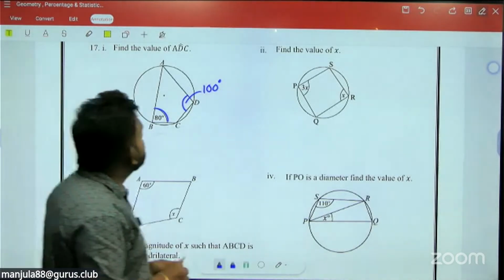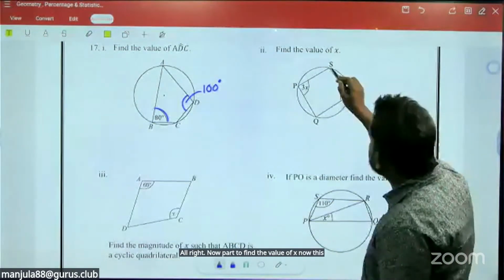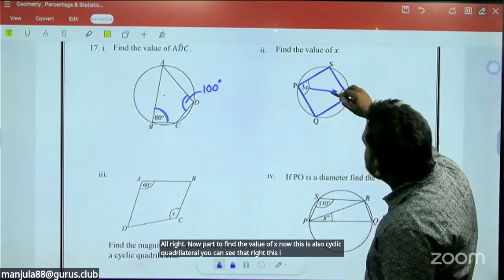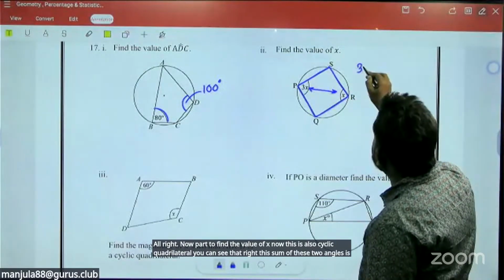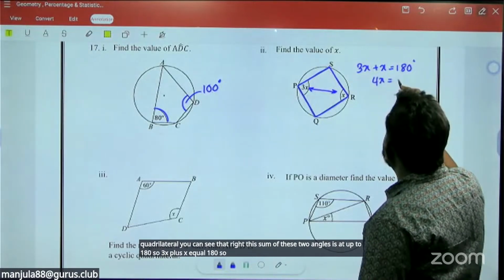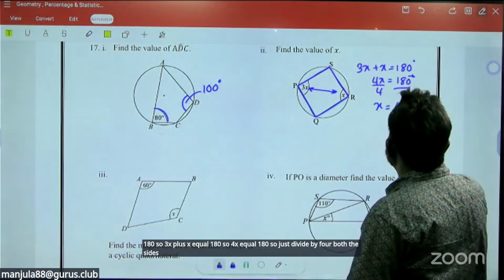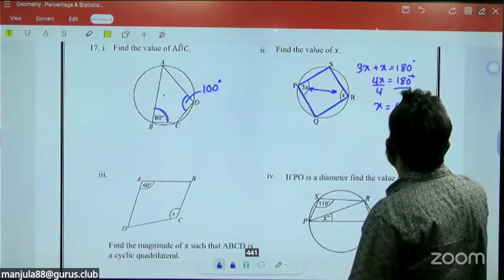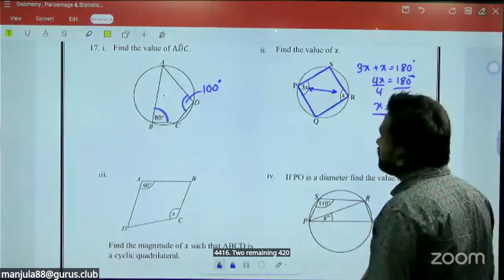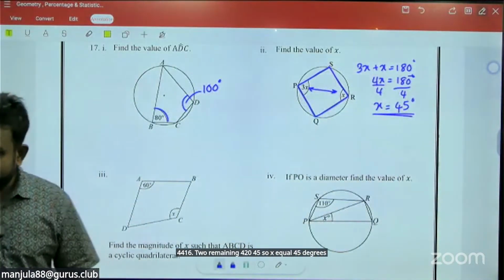Right. Now part 2, find the value of x. Now this is also a cyclic quadrilateral. You can see that the sum of these two angles adds up to 180. So 3x plus x equals 180. So 4x equals 180. Just divide by 4 on both sides, then x equals 45 degrees. Okay, right, that is the answer.